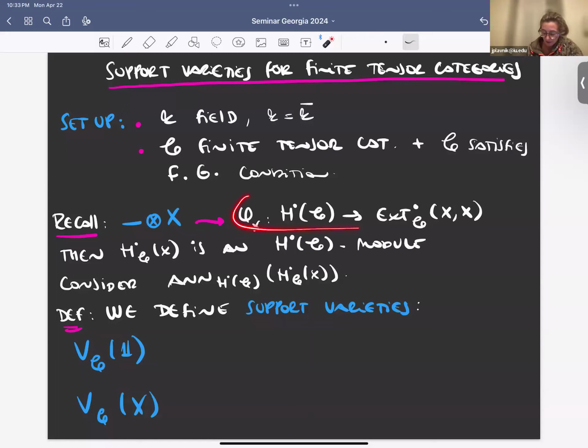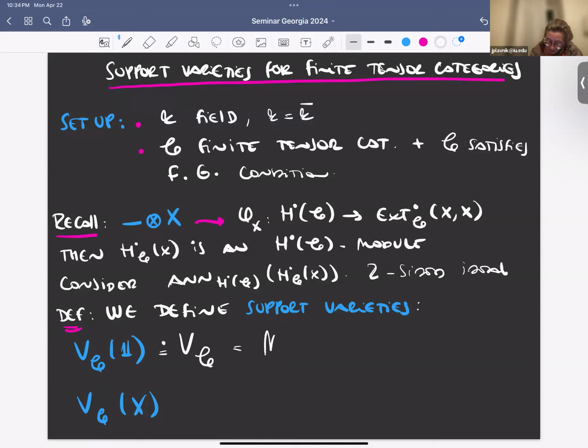So this map that I mentioned before, that gives the module structure, we consider this map, we have the module structure, and what we will consider is this two-sided ideal of annihilation. We will use this ideal to define the support variety, okay? So first of all, I will consider this, and I will define it. Usually we call this the variety of C, the variety of the unit object. The unit object is our distinguished favorite object for now.